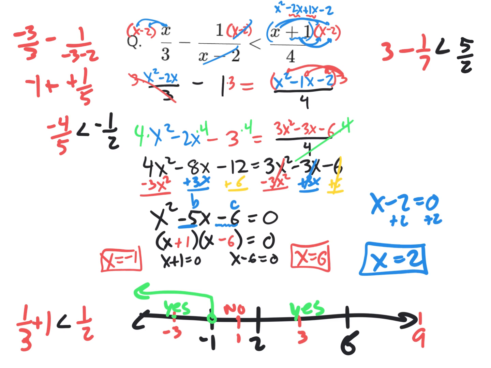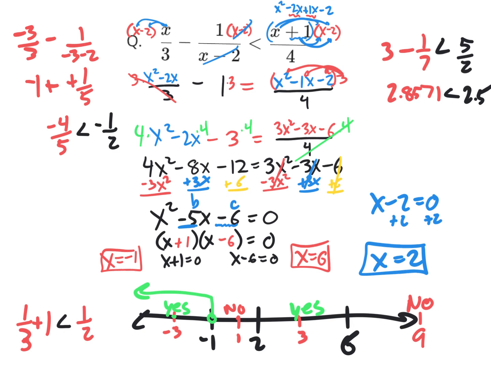So the question is, what is 3 take away 1/7? And you could use a calculator. 3 take away 1 over 7 equals 20 over 7. Change to a decimal. That'll be the value 2.8571. Question is, is that less than 5 halves? What's half of 5? It's 2.50. So is 2.8 less than 2.5? No, it's not. So the 9 is a no. It did not work. That means that none of these answers over here are going to work.